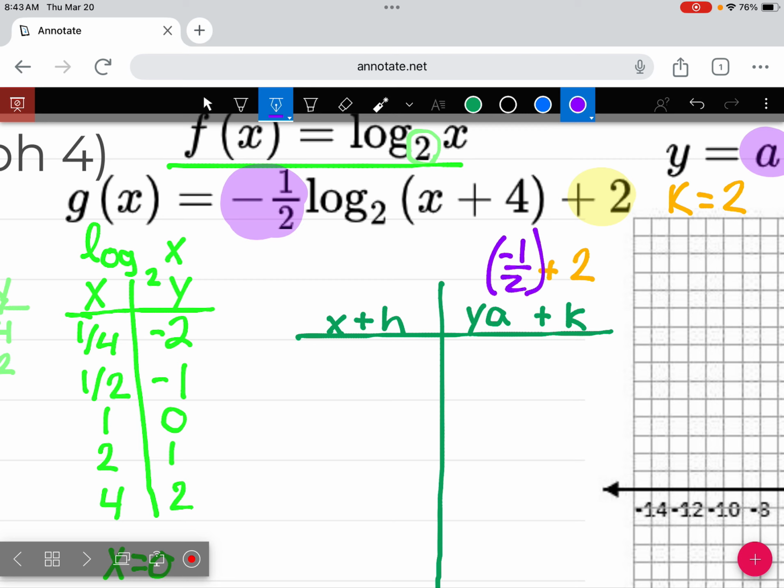When it's negative, just like with parabolas, we had a happy face parabola versus a frowny face parabola, where it was happy or sad. This is going to be up or it's going to be down. So it's going to reflect across that x-axis.